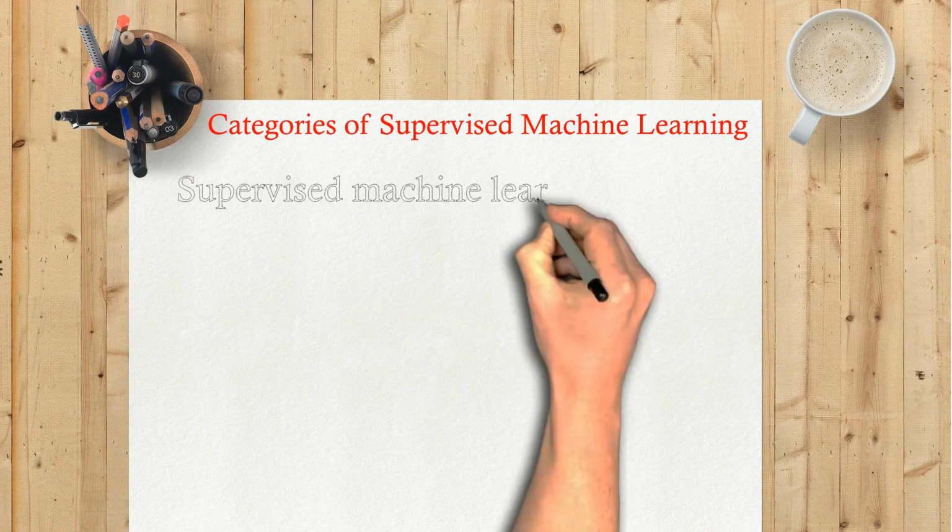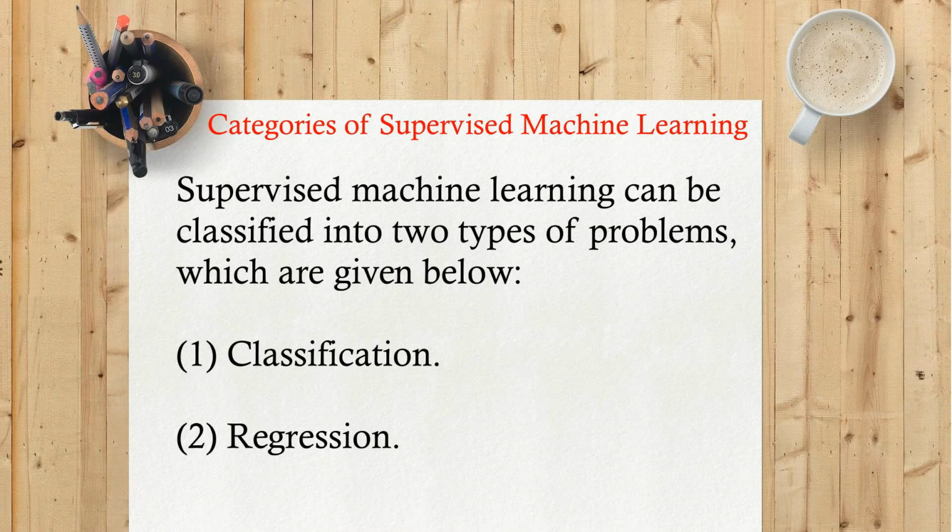Categories of supervised machine learning. Supervised machine learning can be classified into two types of problems, which are given below. 1. Classification. 2. Regression.